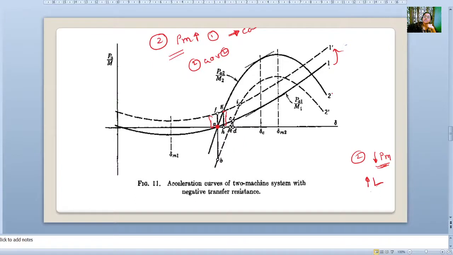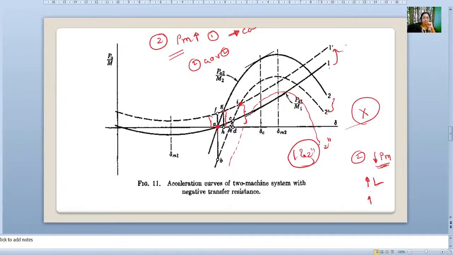So this lowers the characteristics from 2 to 2 dash. Now here we have next intersection I, which is the intersection of 2 dash and 1 dash. Now this acceleration is again greater. Again acceleration is more, so del will increase, and again shaft load is increased. Now this will again lower the characteristics to the next, 2 double dash. Now here 1 dash and 2 double dash have no intersection, so the machine will lose its synchronism.